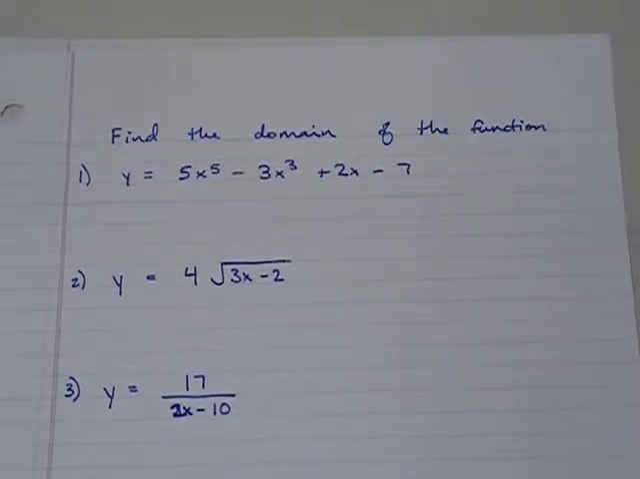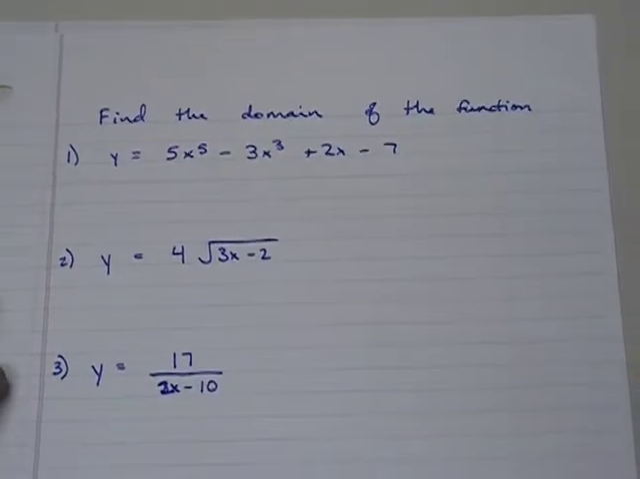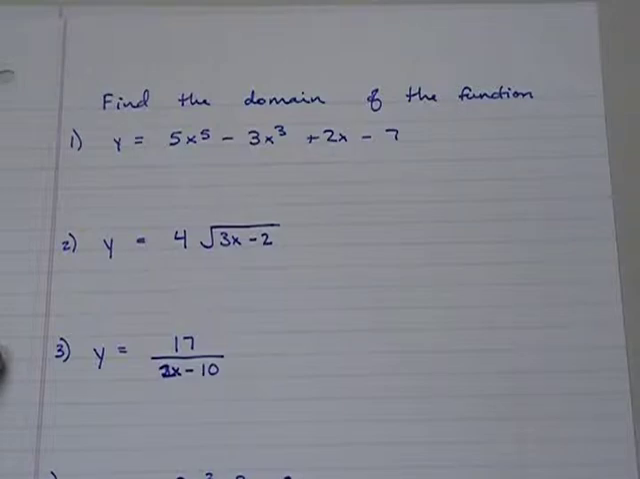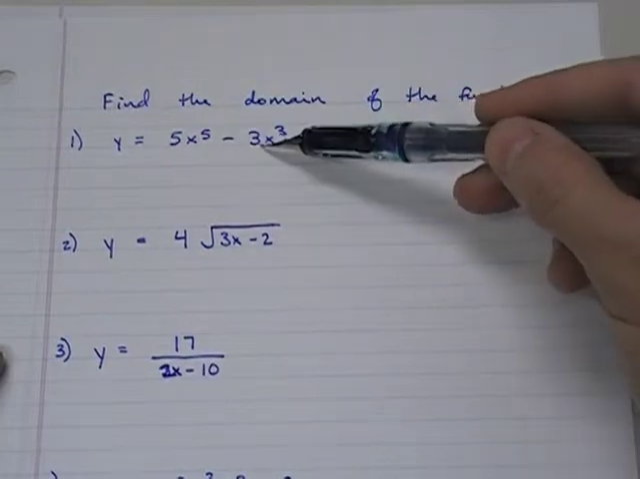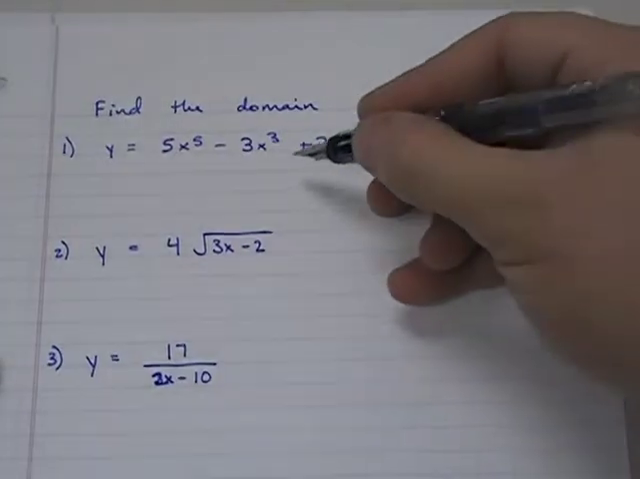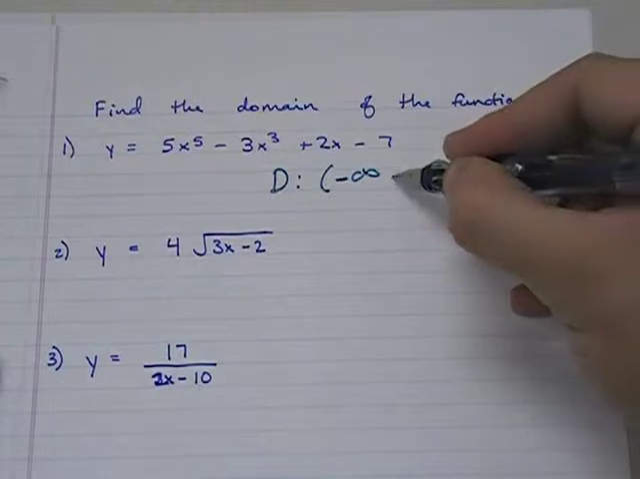Today we've been asked to find the domain of the following functions. Function number 1, y equals 5x to the 5th minus 3x to the 3rd plus 2x minus 7. There are only two restrictions that will make the domain anything but all real numbers, and they are a variable in the denominator or an even radical. And when I look at this question, I see no fractions, no variables in the denominator, and I see no even radicals. And so the domain of this function is very simply all real numbers.